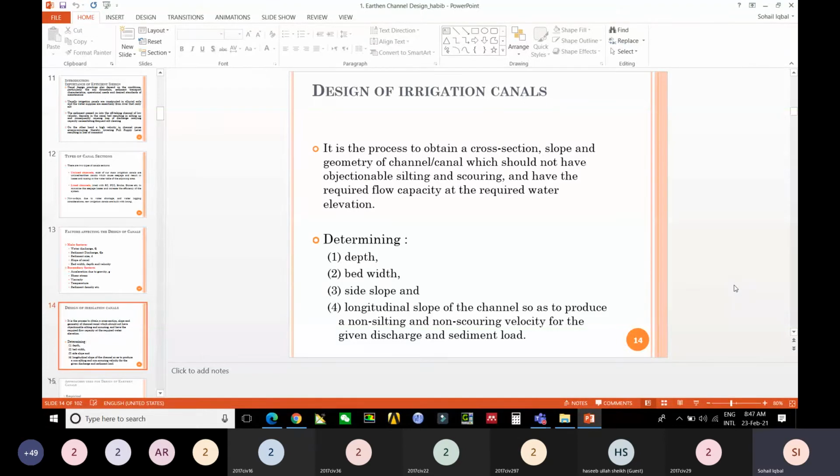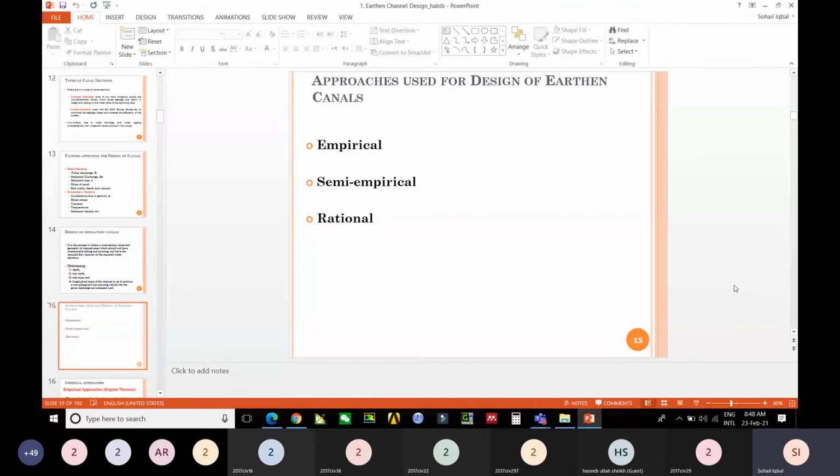So it should be non-silting and non-scouring velocity for the given discharge and sediment load. So you have to consider these as functions of the depth, width, side slopes, and longitudinal slope. Here are the approaches used to design an earthen channel: empirical, semi-empirical, and rational. Today we will study the empirical approach, and in the next slides or the next lecture there will be the semi-empirical and the rational.